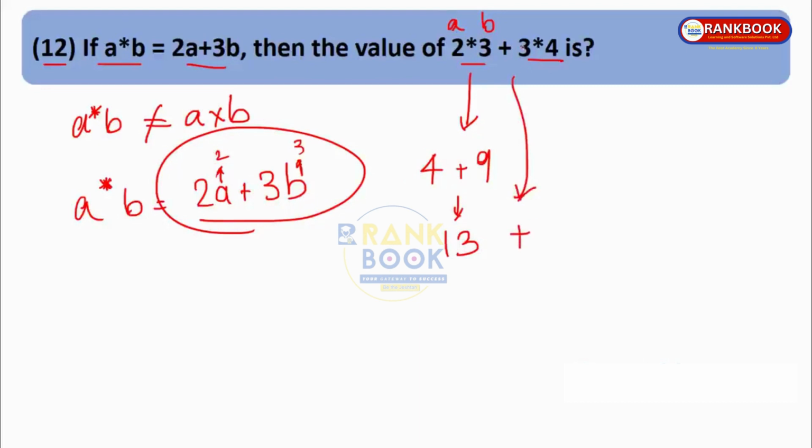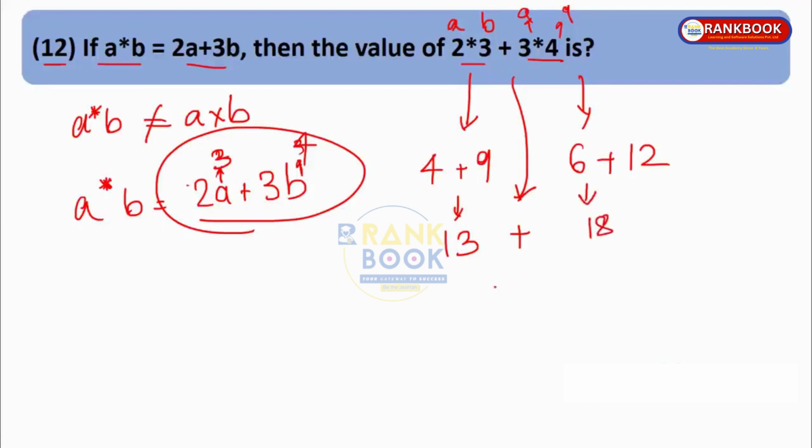Plus, okay? This is a now. This is b. What is a star b? It is 2a plus 3b. So a would be now 3. B would be now 4. 2 3s are 6. Okay? This would be 6 plus 3 into 4 is 12. That is 18. That would be how much?